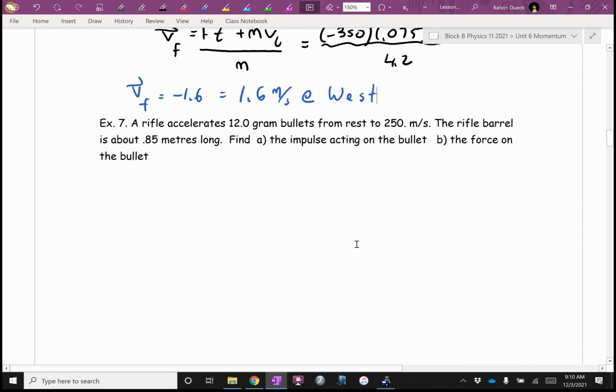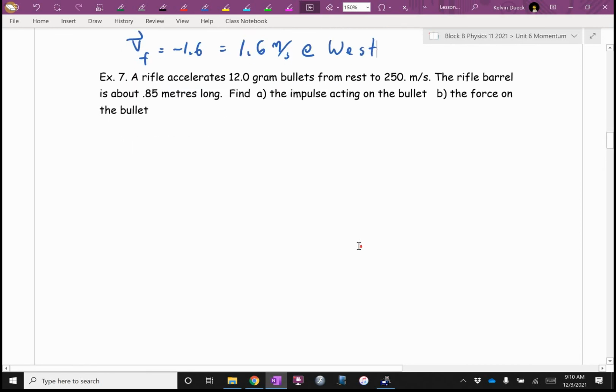Is that all right? I like example 7. Example 7 is a nice question. A rifle accelerates 12 gram, but nice try, Mr. Dewick.